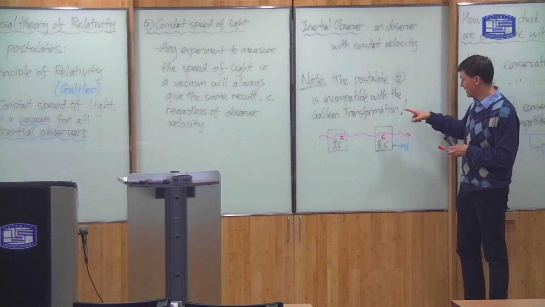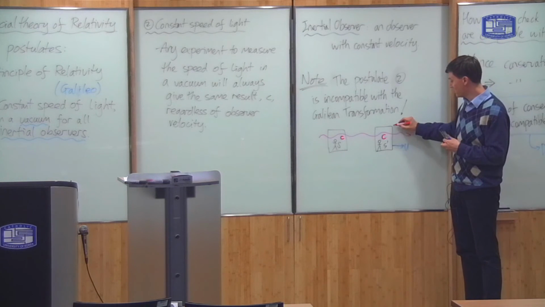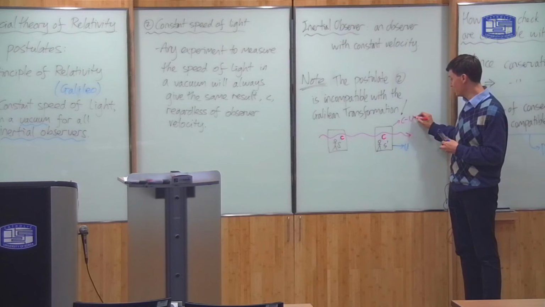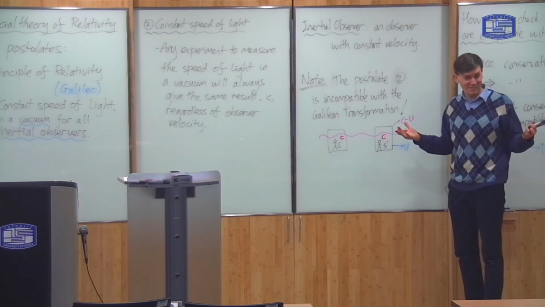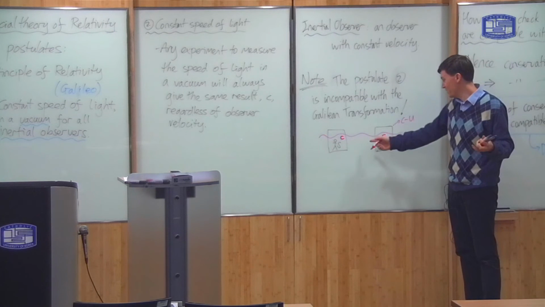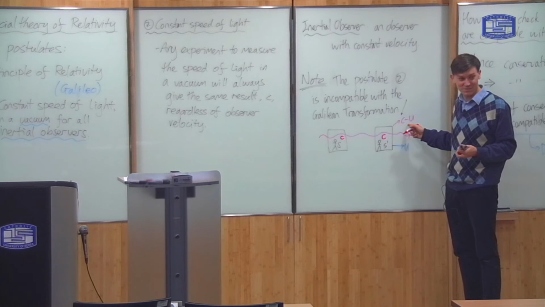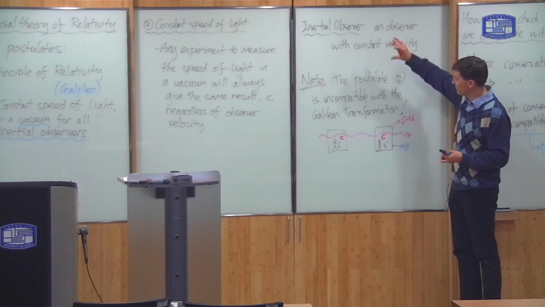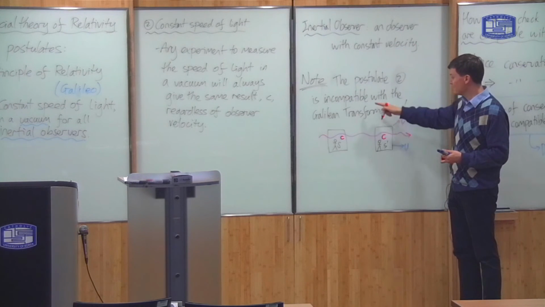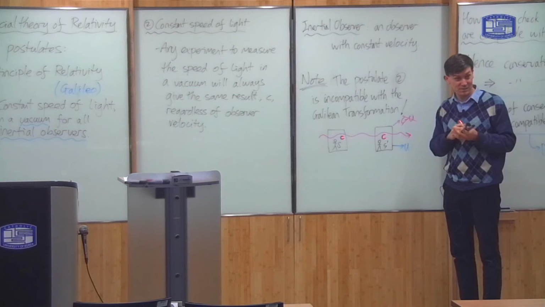But, according to the Galilean transformation, this second observer should measure a speed c minus u. But they can't both be right. So either the speed of light here is c or it's c minus u. It can't be both. So therefore, this principle of the constant speed of light is incompatible with the Galilean transformation.